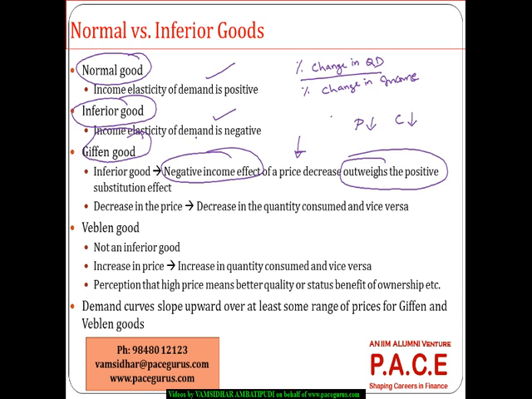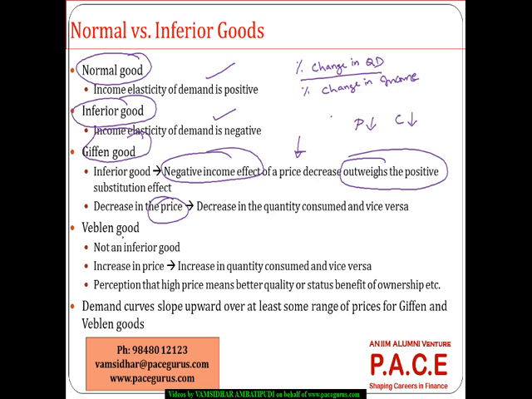So whenever there is a price decrease for that particular good, the quantity demanded for that good will come down. It's not that the substitution effect is negative. The substitution effect is still positive there, but the income effect has gone so highly negative that it has outweighed the positive substitution effect that got created in the process.